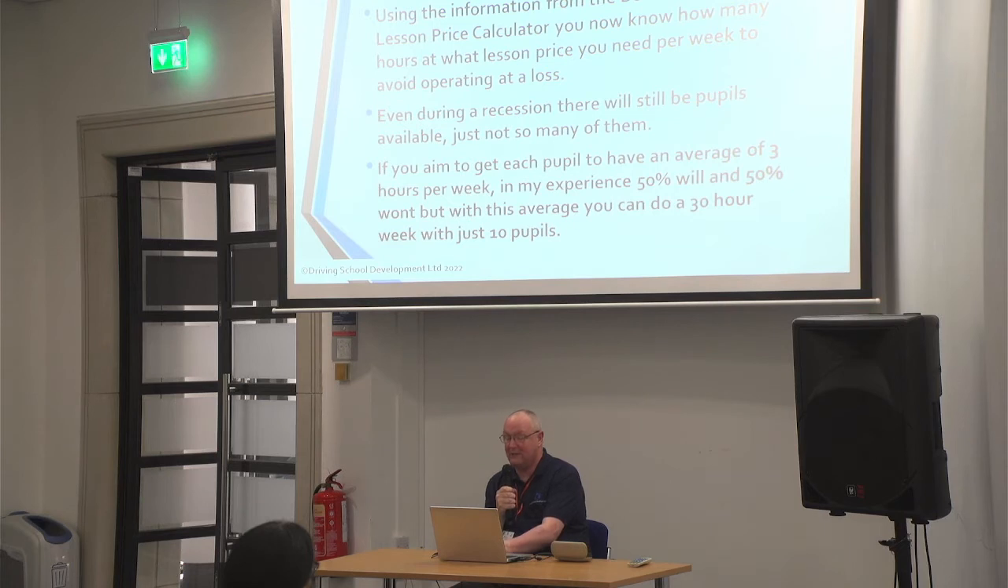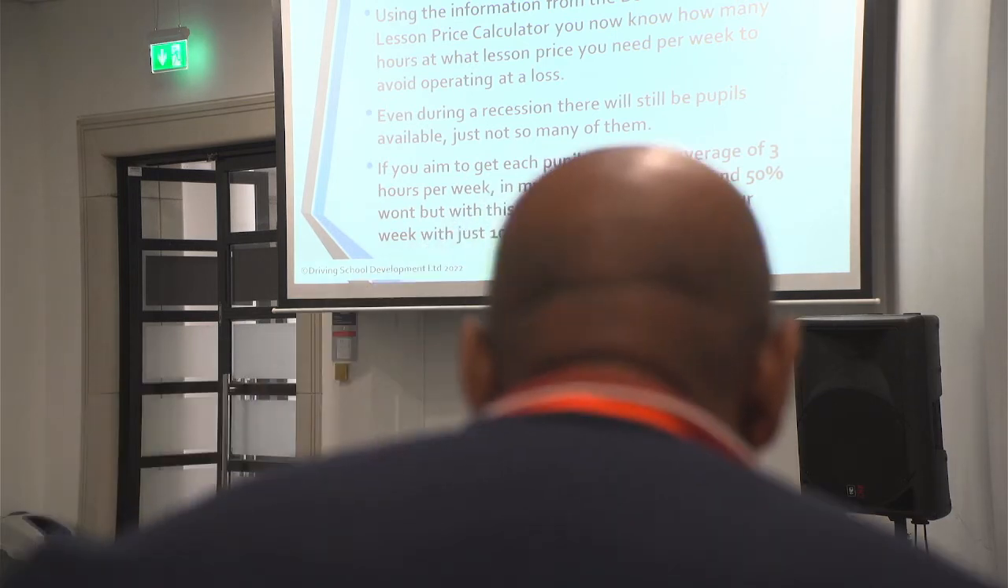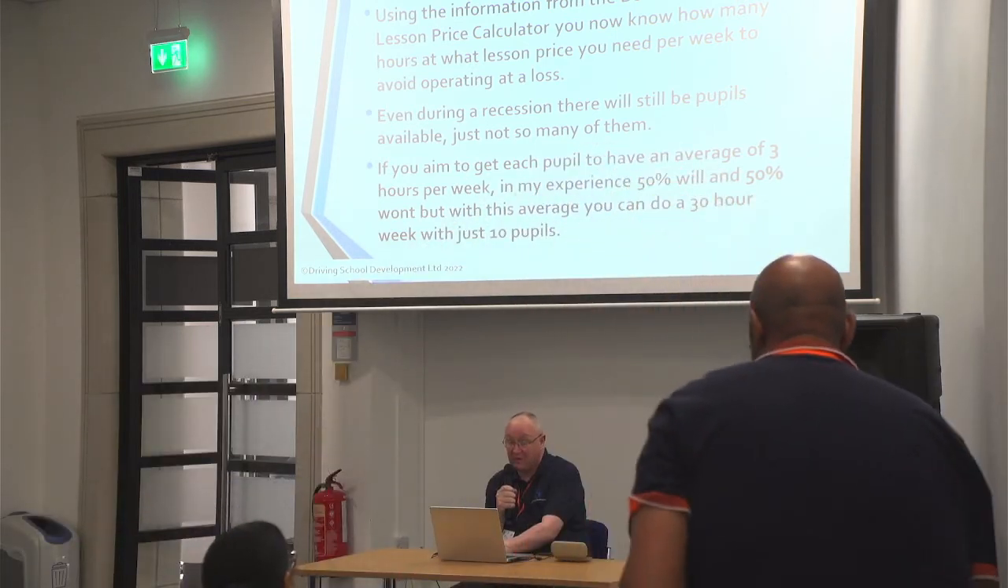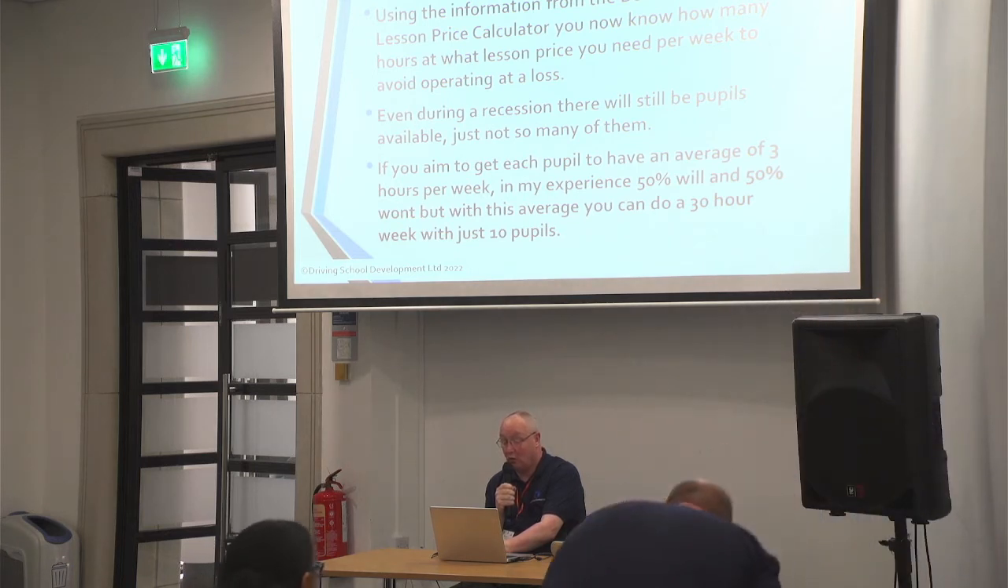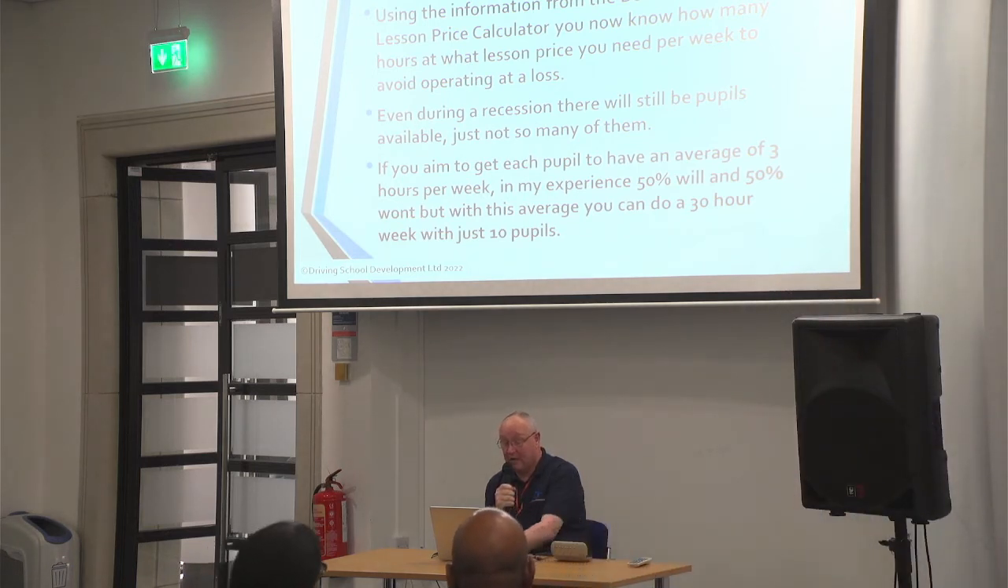But if you aim to get each pupil to have an average of 3 hours per week, in my experience, approximately 50% of them will, 50% of them won't, because either they don't want to or they can't afford to. But if you get this average, you'll still be able to do a 30-hour week with just 10 pupils.